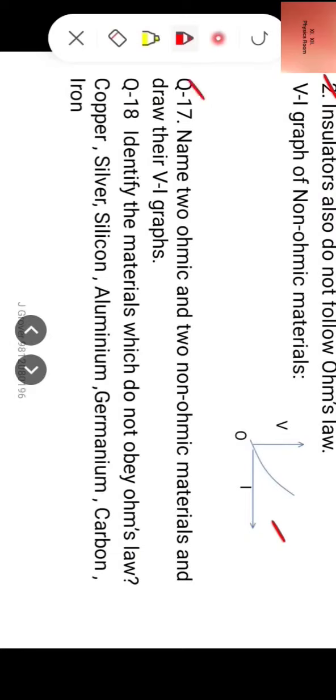Question number 17. Name two ohmic and two non-ohmic materials and draw their VI graphs. Question number 18. Identify the materials which do not obey Ohm's law. Copper, silver, silicon, aluminium, germanium, carbon and iron.